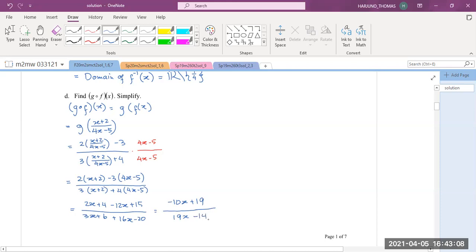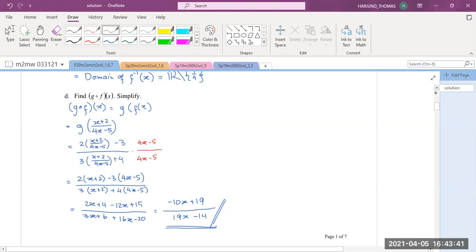Let me slow down a little bit. I may make a mistake. Maybe, I don't know. But the technique is correct. It's just, it is possible that I make miscomputation somewhere. I think I'm okay. So that's g compose f.